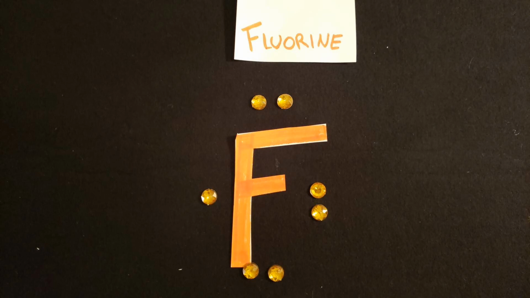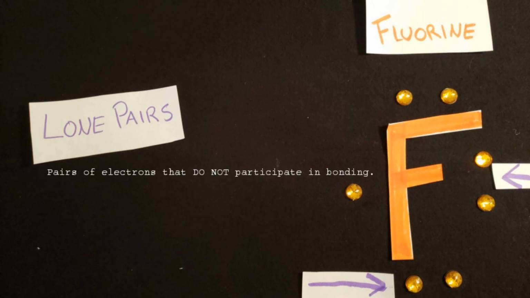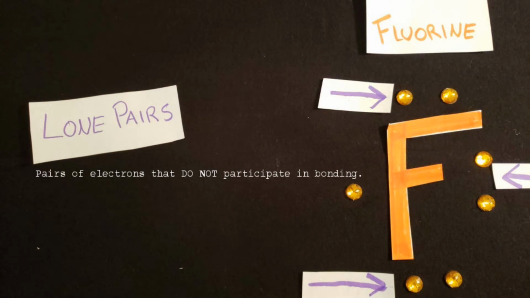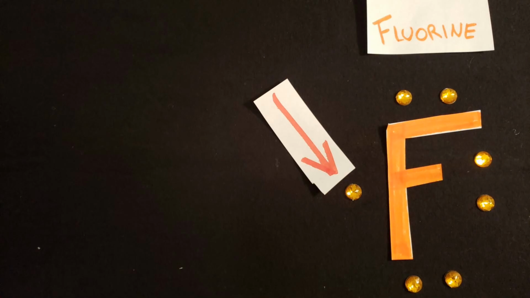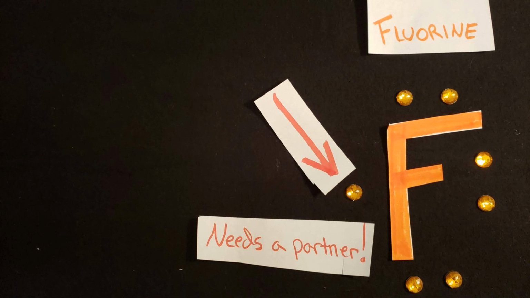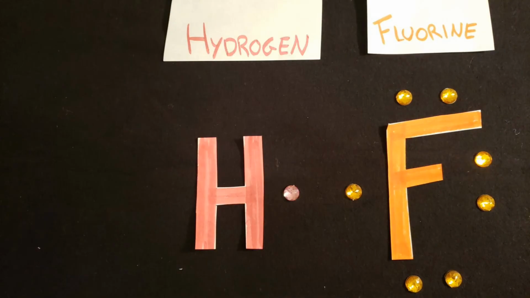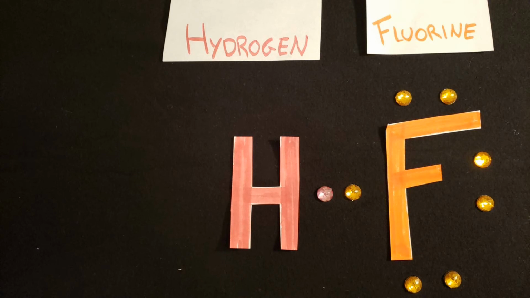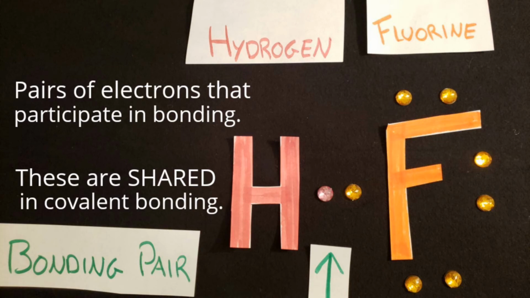Let's look at the characteristics of this Lewis dot symbol of fluorine. You'll see that there are these lone pairs. Those are pairs of electrons that do not participate in bonding, and we have 3 lone pairs. Now, we also have this single electron here. We don't want to have single electrons, so we'll fix that by pairing it up with another electron from another atom. In this case, it will be hydrogen. When they are paired up like that, they are now called a bonding pair, and that's a pair of electrons that do participate in bonding, and they are shared.